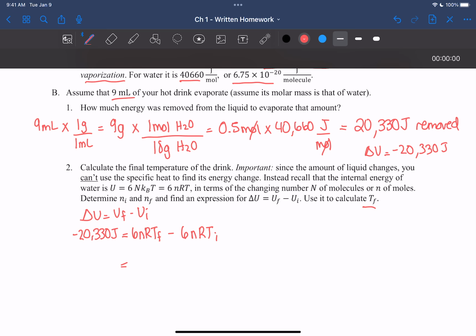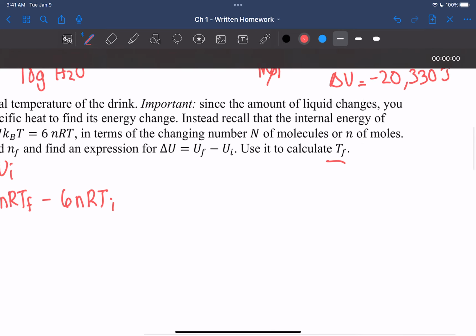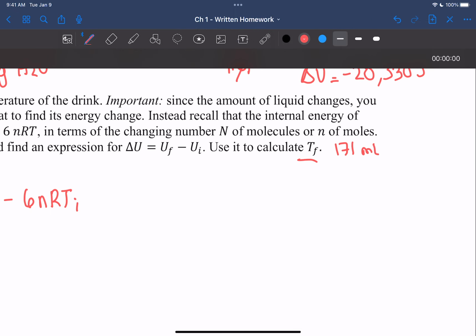$171. Excellent, right? So we have 171 milliliters left over here. We can take the 171 milliliters off to the side and convert that to 1 gram per milliliter, and then from 1 gram, 18 grams per mole, to figure out how many moles of water. The final amount would be that 171 milliliters after 9 milliliters had evaporated. Convert that to grams, and then convert that to moles using the molar mass of water.